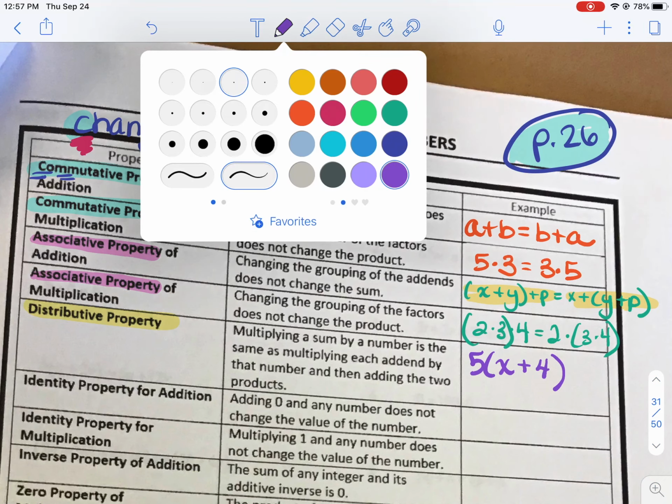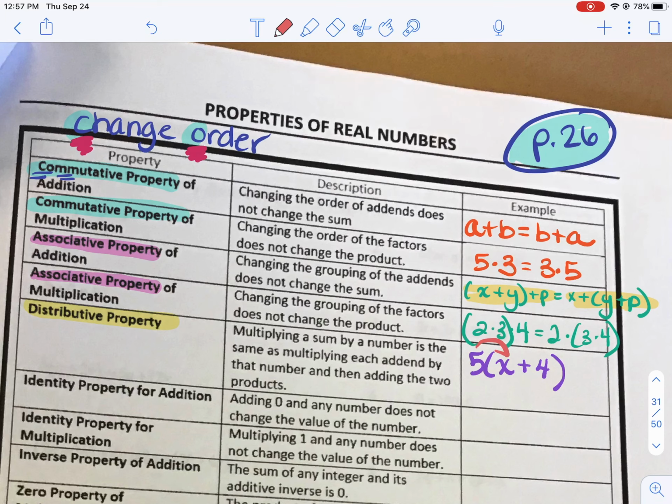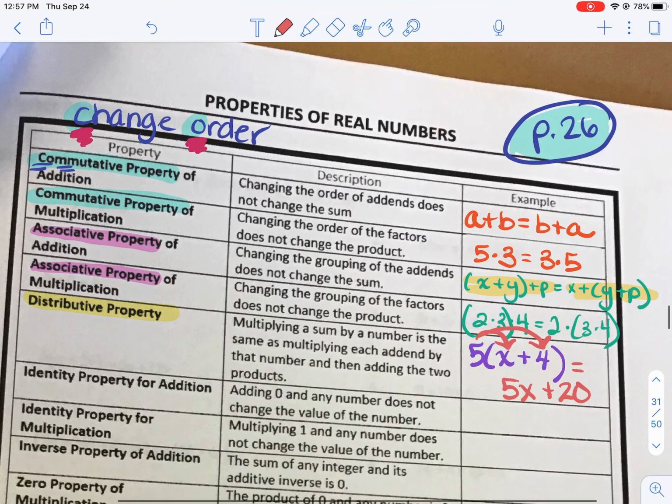So one trick with this is sort of think about rainbows. First, 5 is going to go to x, so 5 times x is 5x. And then 5 is going to go to 4. 5 times 4 is plus 20. So that's a distributive property, when you multiply a number over an expression.